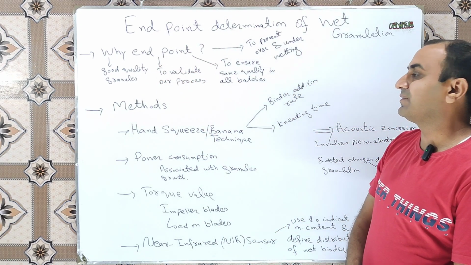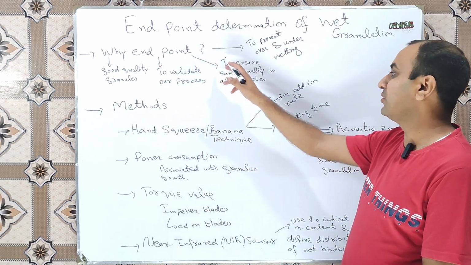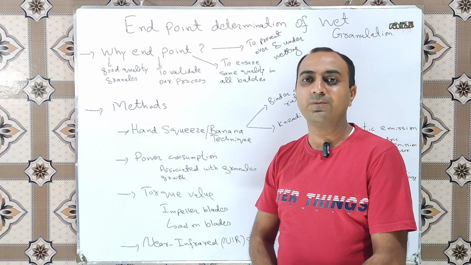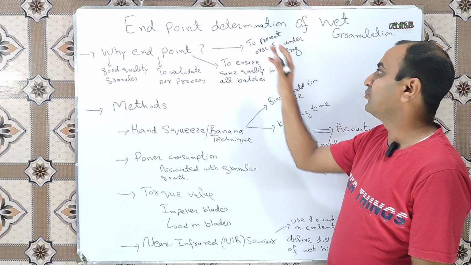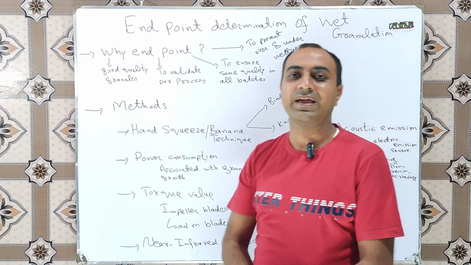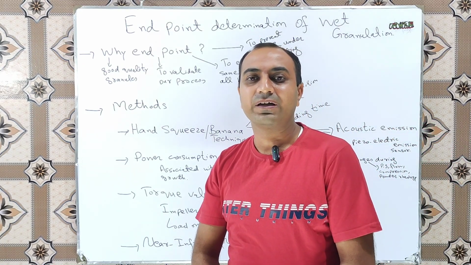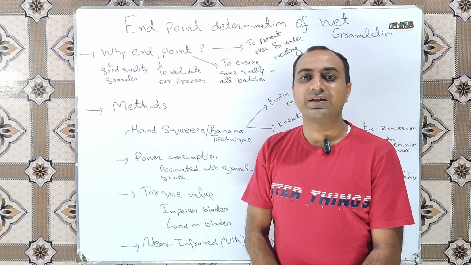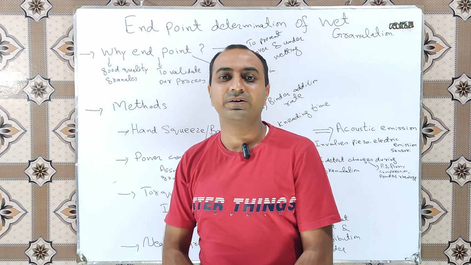Endpoint determination method is also used to ensure the same quality of granules in all batches, and it is also used to prevent the overwetting and underwetting of granules. So the next question is, which methods are used for endpoint determination?